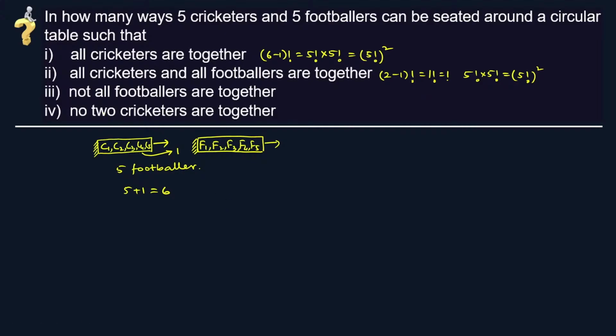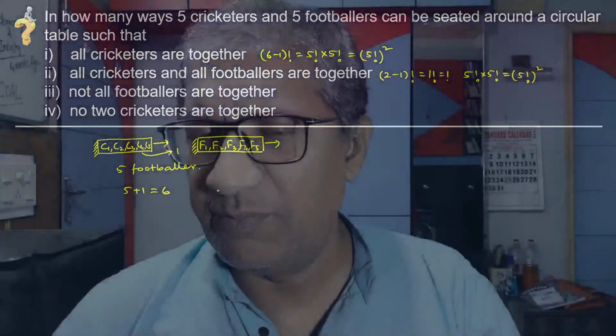They are saying not all footballers are together. What do you mean by that? It means that if 2 footballers are together or 3 footballers are together, that is accepted. But not all the footballers will be together. You have to find out that number of arrangements. Not all footballers will be together.